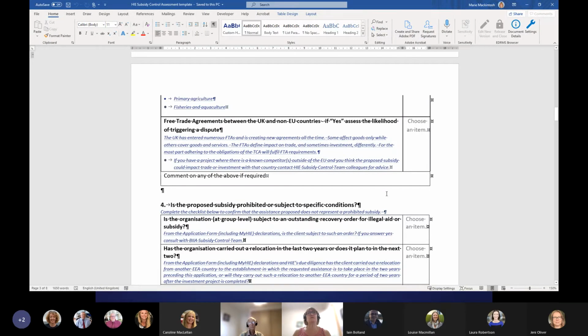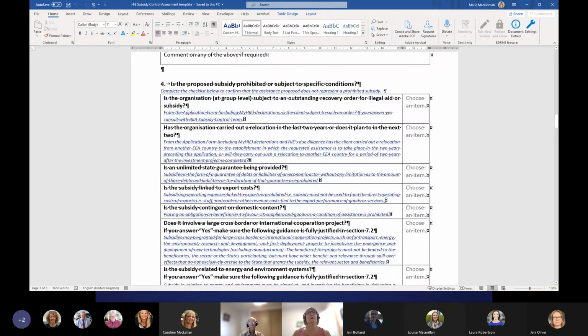Okay, so section 4 has a mix. I haven't actually told you which ones are prohibited and which ones are specific, but I think the first few are prohibited, and the first two you're kind of familiar with, because you'll have seen those in the application form for state aid. So we used before, so we've just swapped out state aid for subsidy.